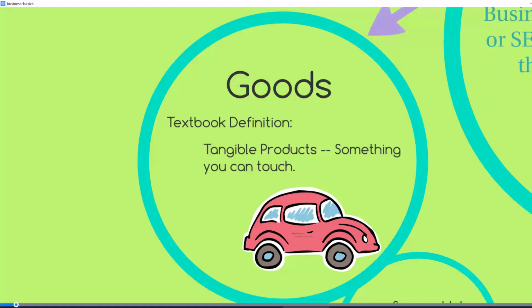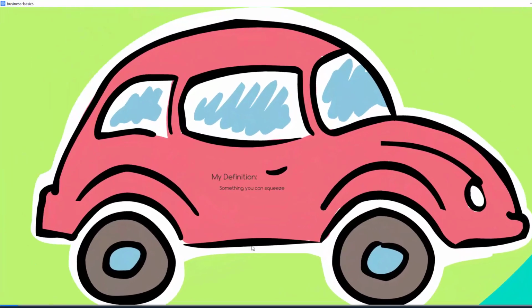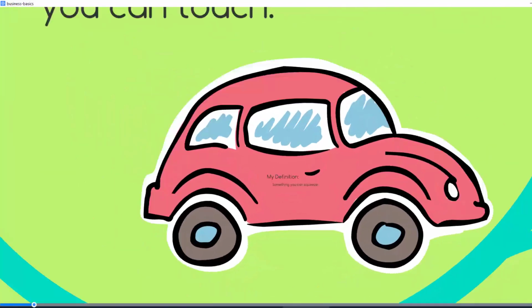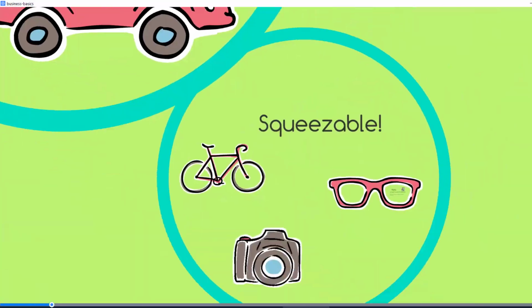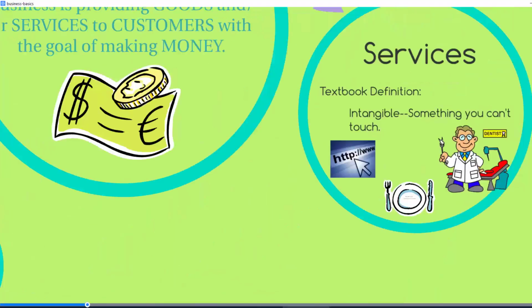And if you think about it, where did this come from? It comes from a store. Somebody produces that and sells it in bulk, and you can buy it from them, right? So goods are tangible products. A little silly definition is something you can squeeze, okay? And then the actual definition is something that's squeezable, okay? No, you cannot squeeze people. People are not goods. They are human resources, okay? They're in a completely different area, which we will be talking about later. All right, so that's your first half.